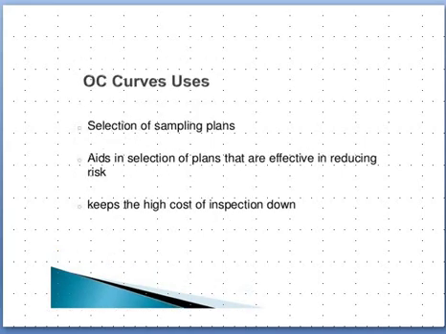Now see the uses of the operating characteristic curve. First, selection of a sampling plan. It helps in selecting a proper sampling plan, that may be single, double, multiple, sequential or variable. Second, it aids in the selection of a plan that is effective in reducing the risks and keeping the high cost of inspection down.